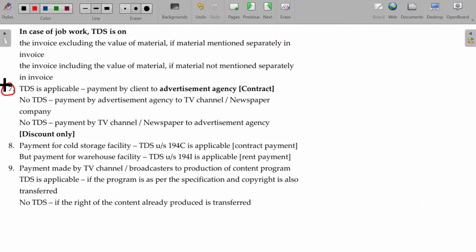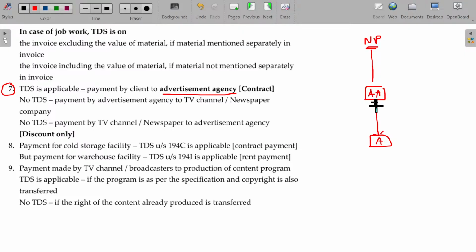Now, seventh point: TDS is applicable on payment by client to an advertising agency if it is a contract. If it is a contract, TDS is applied. Say there is a TV channel or newspaper, and an advertising agency, and advertisers.